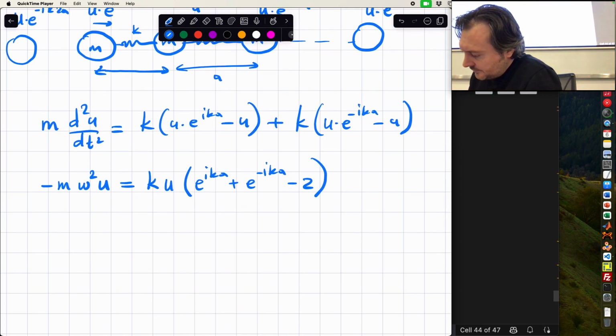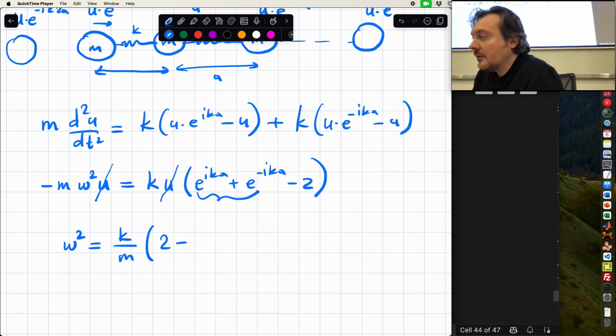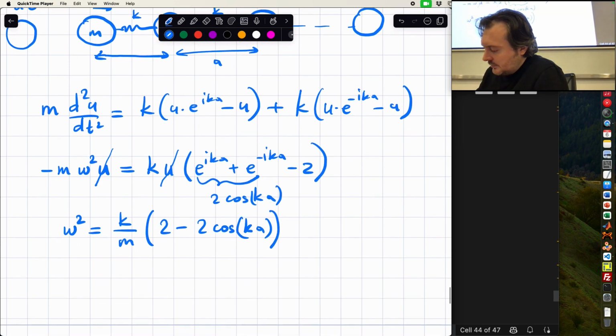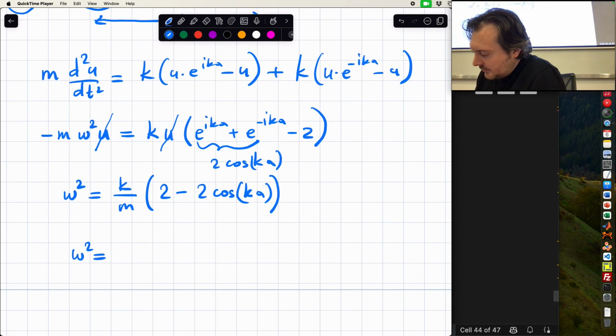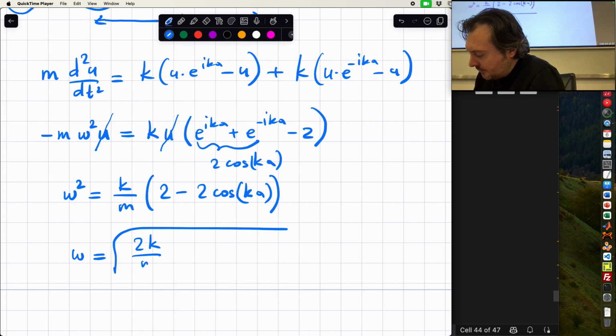So what do we get? This one cancels that one. I have omega squared equals k over m times 2 minus, what is this? 2 times cosine. That's right, 2 times cosine ka. Okay, so omega squared is equal to 2k over m times 1 minus cosine ka, so omega is equal to the square root of 2k over m times 1 minus cosine ka.